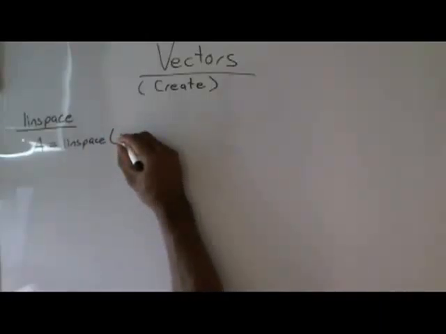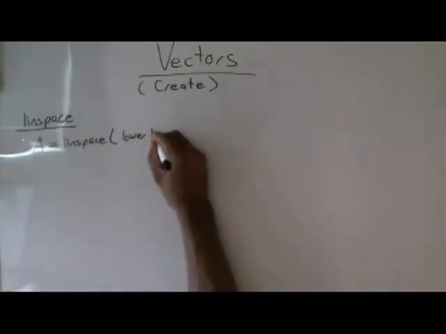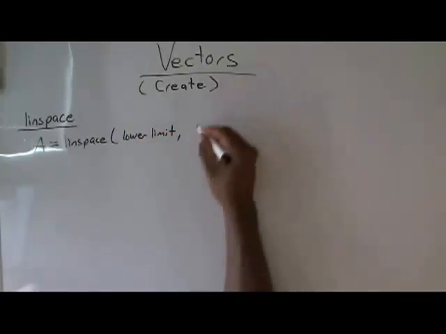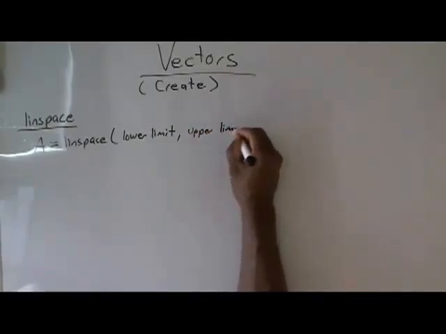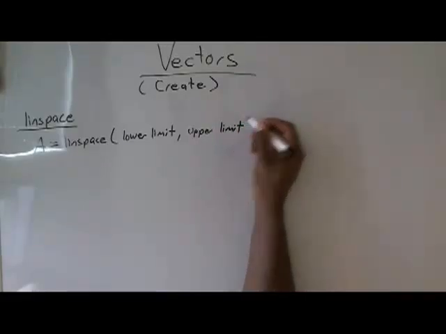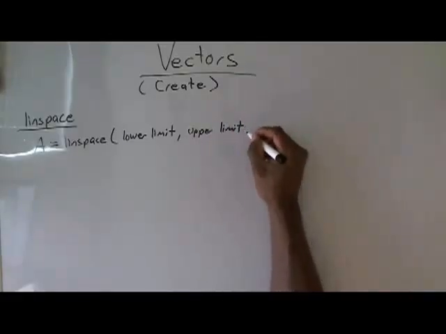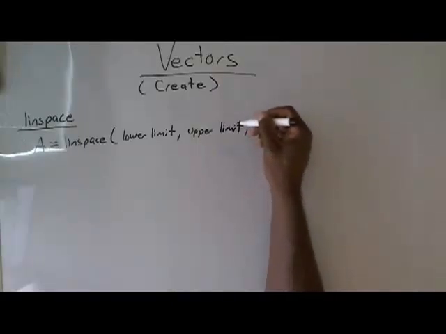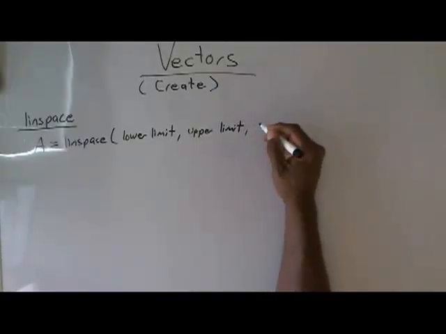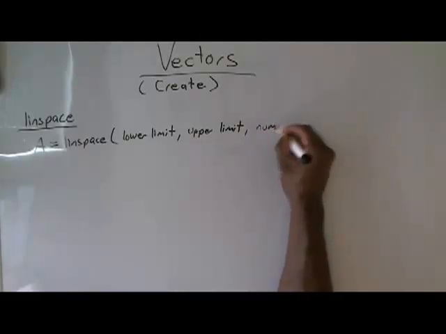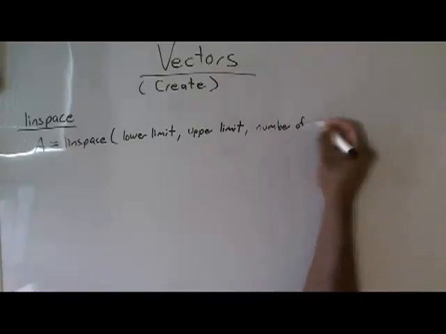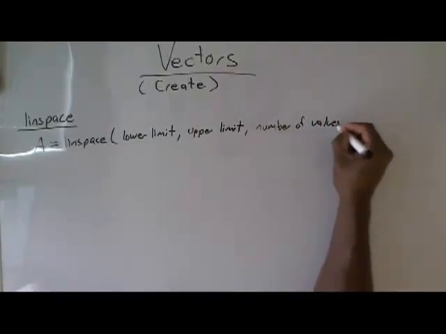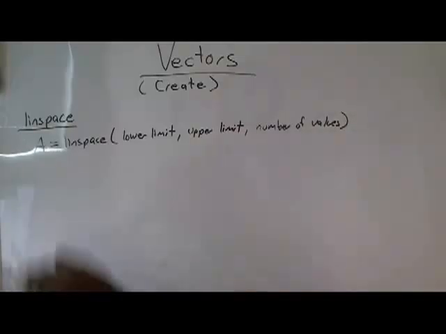What it's going to do is you give it the lower limit, or you can think about that as the start value as well. You give it an upper limit, and unlike in range, this upper limit will be obtained, so this upper limit value will be in the final vector. And then you give it the number of values that you desire to be in that vector.